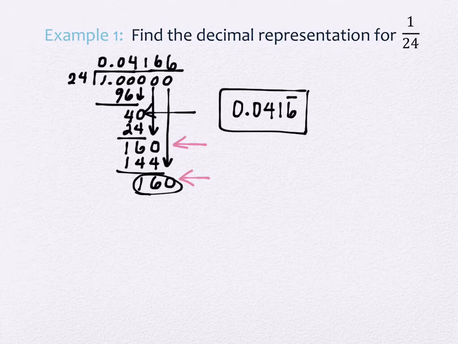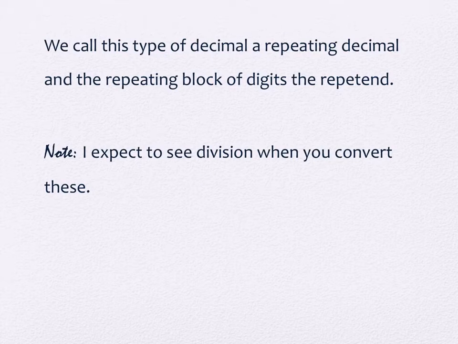Okay? All right, there's some notation for this. We call this type of decimal a repeating decimal. The repeating block of digits is called the repetend. So in the last problem, the repetend was the 6. I already said this out loud, but it's actually in your notes.